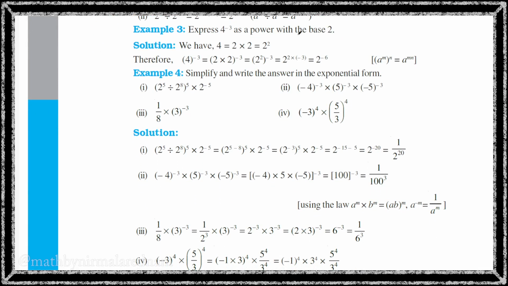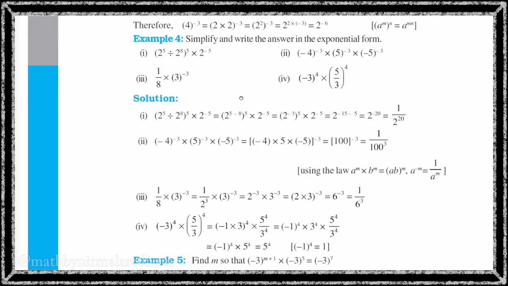4 power minus 3 as a power of 2. Now here the base is 4, they want to make the base 2. So let's look at the base. Base 4 can be written as 2 square. So 2 square whole power minus 3 is, again, this is the third law, I'll get 2 power minus 6, right? So that is how you will solve the sum.